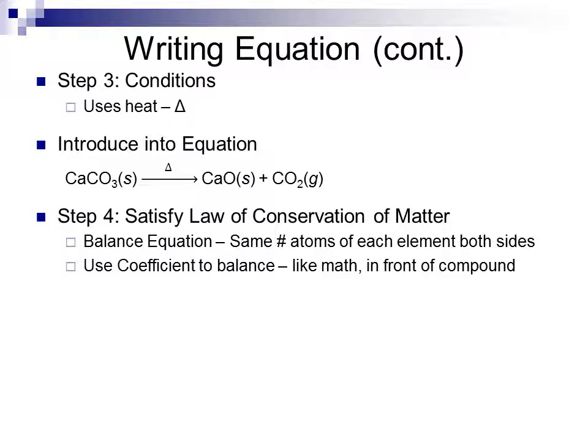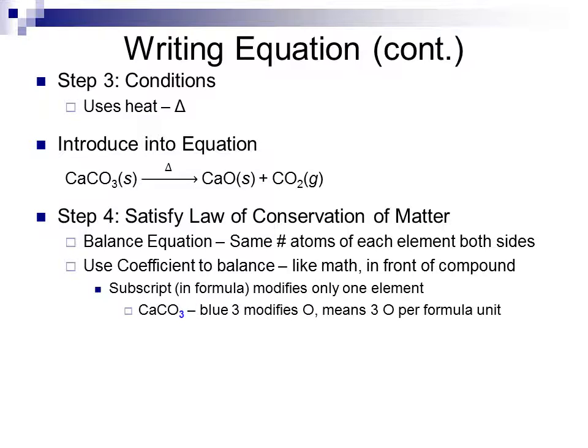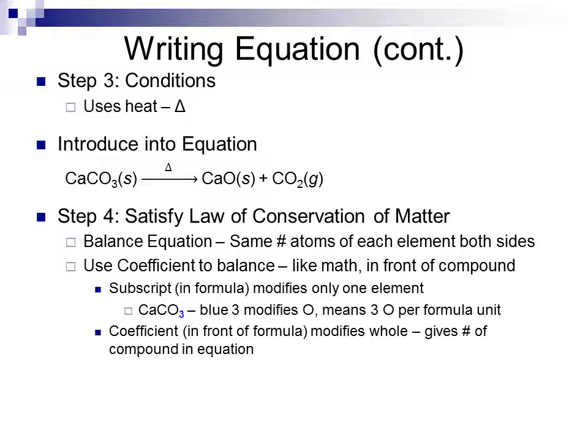So in math, a coefficient would be like a 2 placed in front of an x. In chemistry, the coefficient is a number like a 2 placed in front of the chemical formula of the substance. And it tells us how many of that substance are involved in the reaction. Now there are 2 different numbers. Remember, there is a subscript which is written in the formula that only modifies an element. For example, for calcium carbonate, the blue 3 as a subscript modifies the oxygen, meaning there are 3 oxygen atoms per formula unit. The coefficient is written in front of the formula, and it modifies the entire formula.